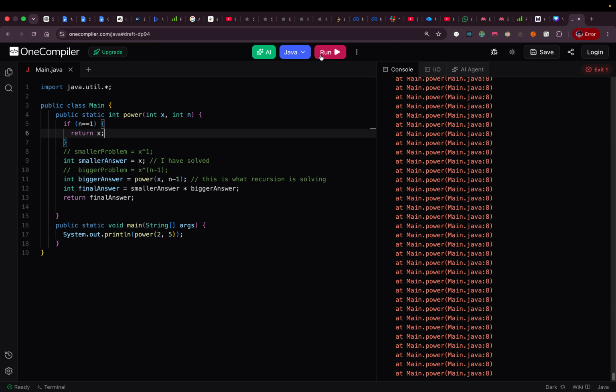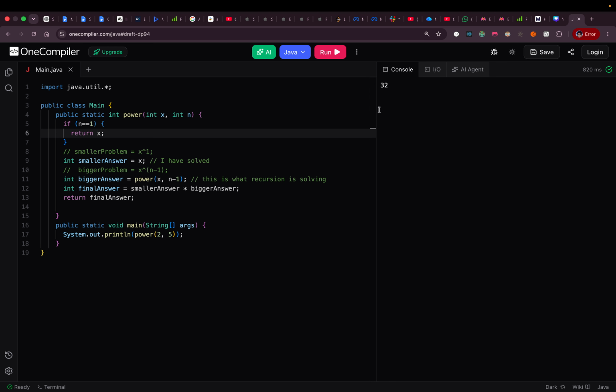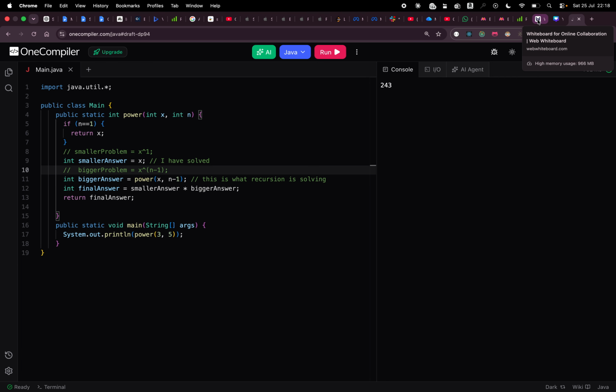That's it, done. Now if you run this code, it should work perfectly fine. 2 power 5 is 32. Suppose I say 3 power 5. It's 243. Okay, so this is how you will write recursive algorithms. But don't worry if you still have not understood, because we will be doing a lot more problems and figuring out how to actually dissect the problem, how to actually divide the problem into two parts, smaller problem and bigger problem. Okay, for now I hope you have understood the gist of recursion.